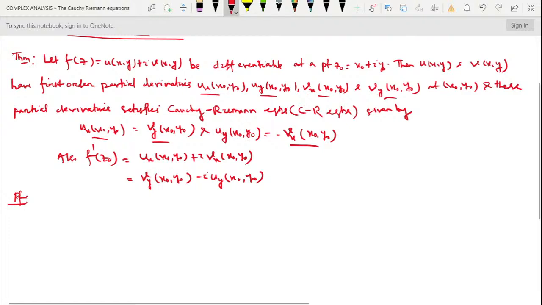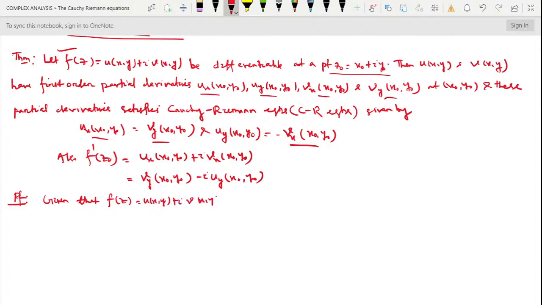Now, what is the given condition? Given that f of z, which is u of x,y plus i times v of x,y, is differentiable at this point z naught. Z naught means x naught comma y naught, and this is x naught plus i y naught.